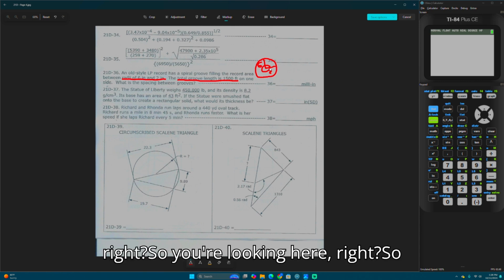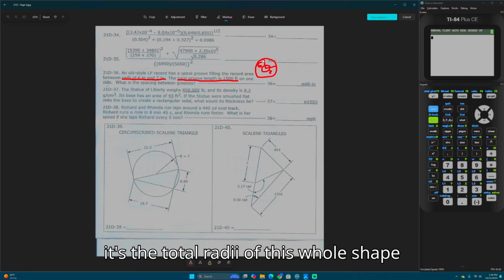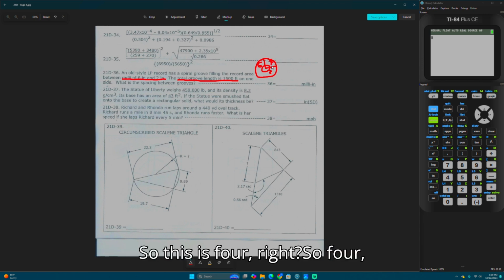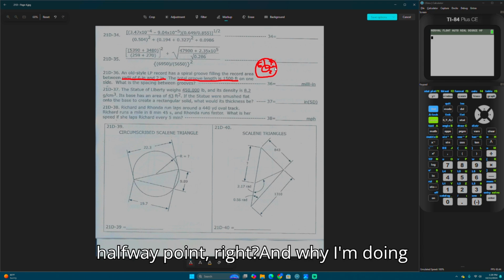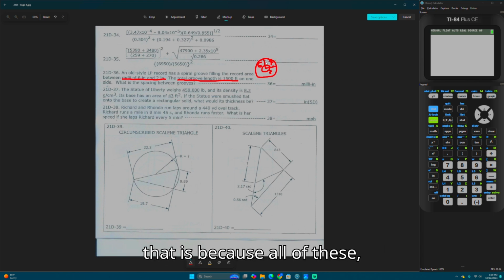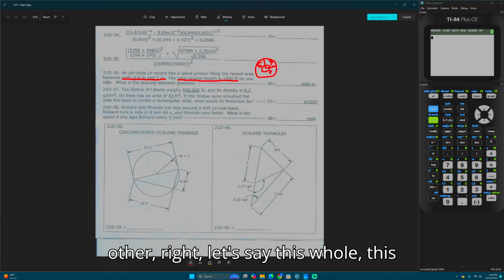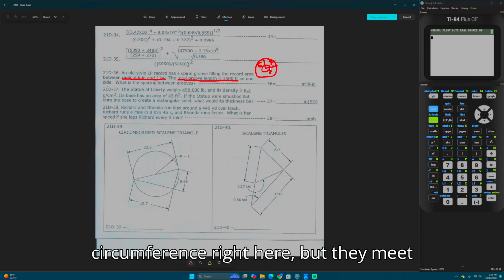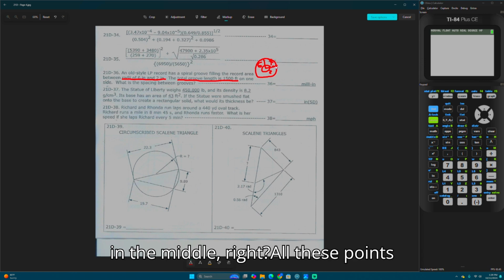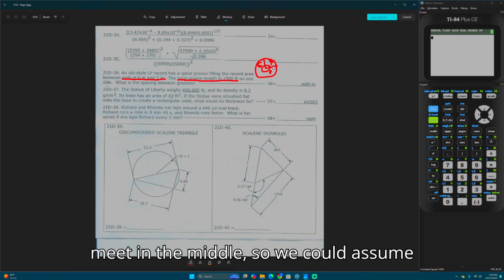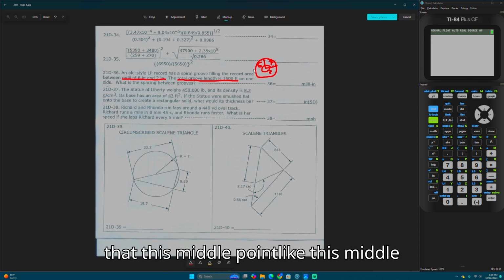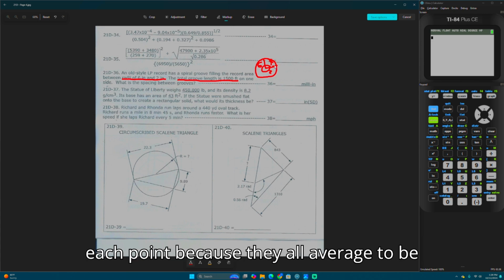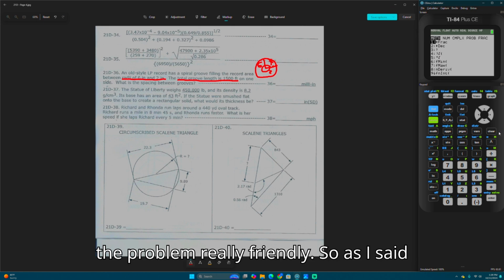So you're looking here. This is 2, this is 4 right here, because the total radius of this whole shape is 6, but you have to subtract the middle. So this is 4, and you're going to have to get to the halfway point. And why I'm doing that is because all of these, assuming they're equal distance from each other, this circumference over here is larger than this circumference right here. But they meet in the middle, all these points meet in the middle. So we could assume that this middle circumference is the circumference of each point because they all average to be that. Knowing that, that's what makes the problem really friendly.